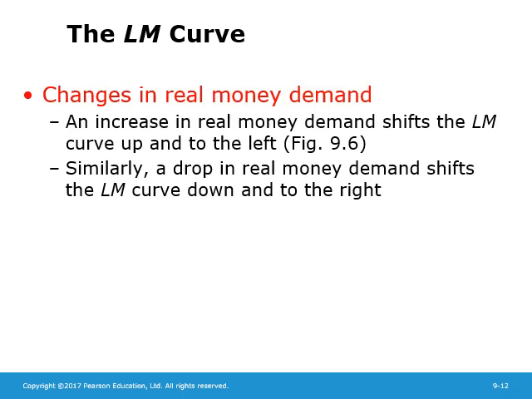And this is the second factor that can change the real money demand. We have just covered the real money supply. Now we are talking about changes in real money demand that can lead to shifts in the LM curve. So specifically, an increase in real money demand shifts the LM curve up and to the left, as you will see shortly in figure 9.6. And the opposite, if there happens a drop in real money demand, this will shift the LM curve down and to the right.